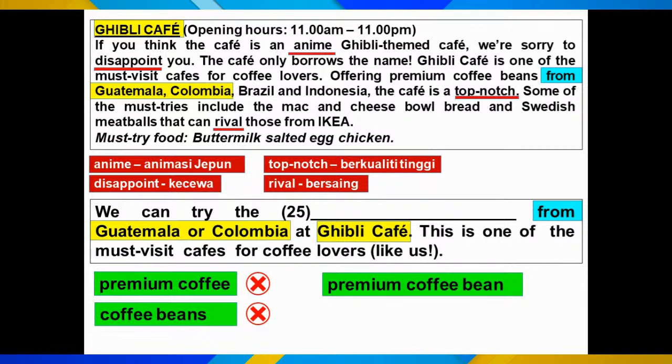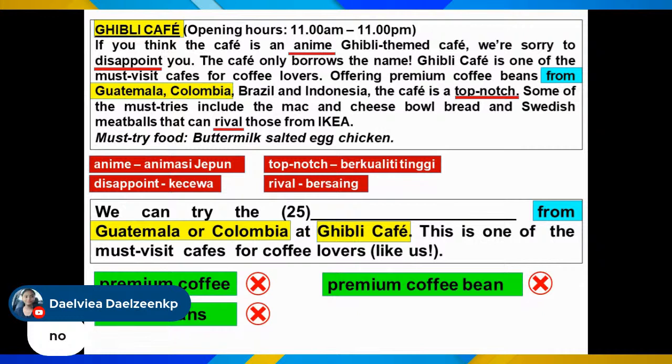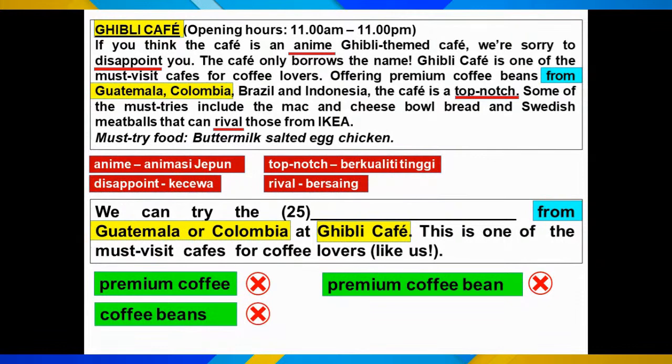Again, because of the spelling. Right? Spelling. Okay? Dia dah bagi beans. Okay, Davia, you are saying no, right? Okay. Dia dah bagi dah beans. So, jangan tinggalkan perkataan ni. Beans satu, beans banyak. So, it's different, right?